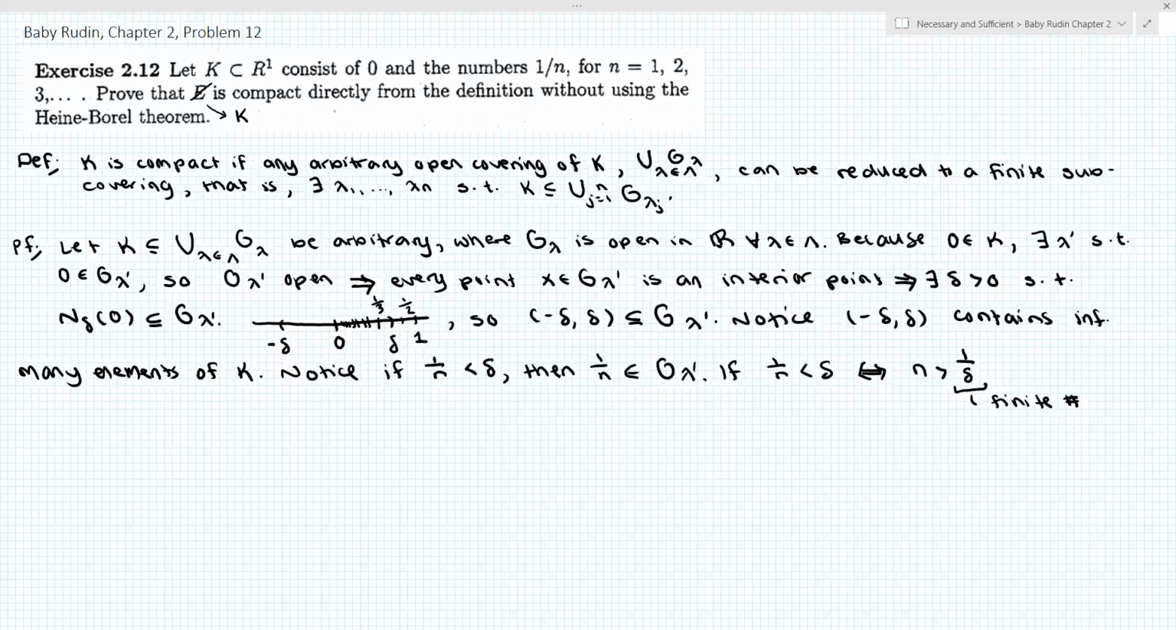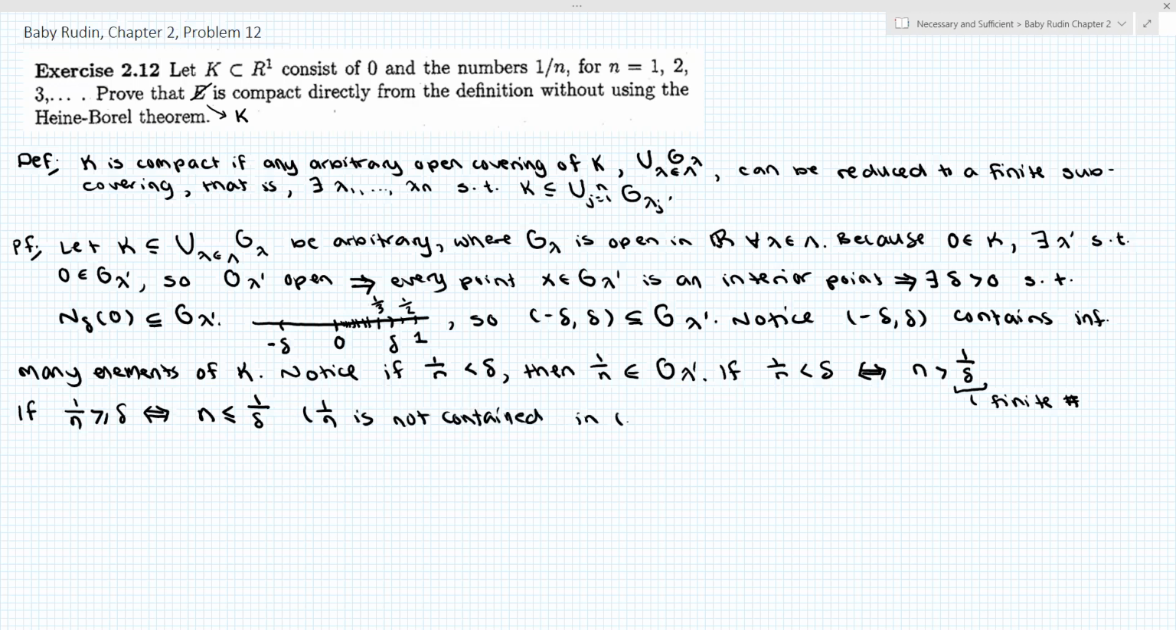So now we need to consider the case, well, what about the elements of K that live outside of negative delta to delta? So if I have an element of K and it lives outside of this interval, well then 1 over n is either equal to delta or greater than delta. So if 1 over n is greater than or equal to delta, this happens if and only if n is less than or equal to 1 over delta. And in this case, 1 over n is not contained in negative delta to delta.